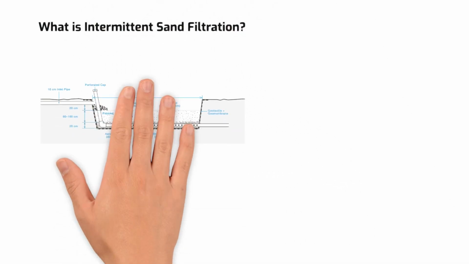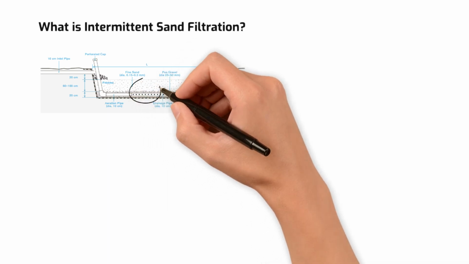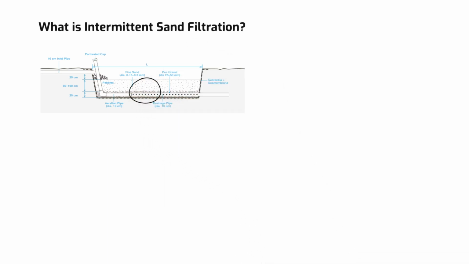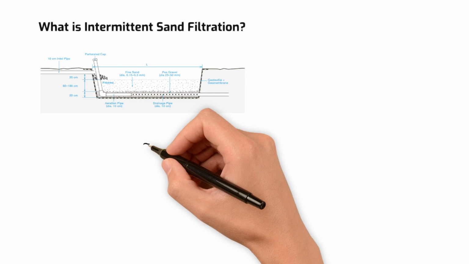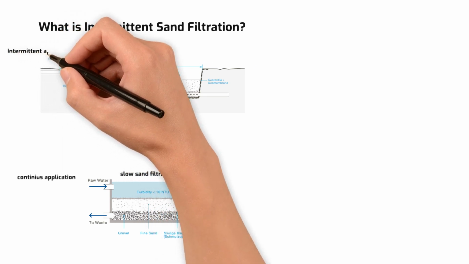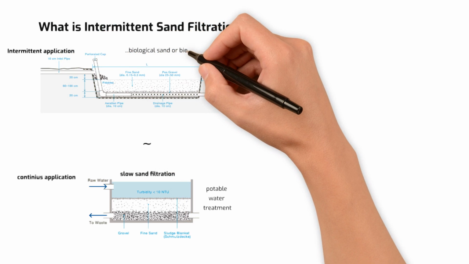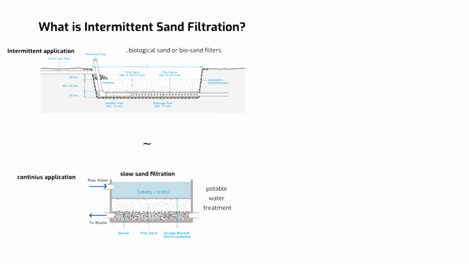What is intermittent sand filtration? Intermittent sand filtration is a wastewater treatment technology utilizing fine sand as a filter medium to remove contaminants. It's akin to slow sand filtration, which is used for potable water treatment but is applied intermittently. Intermittent sand filters are also known as intermittent biological sand or biosand filters.